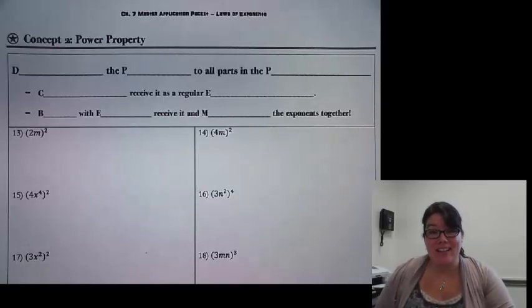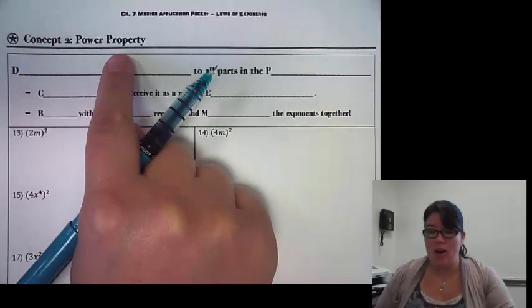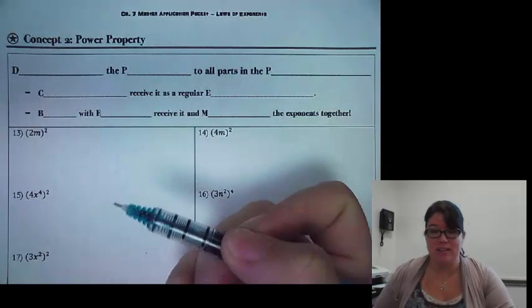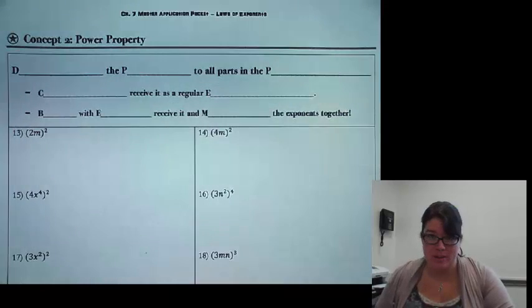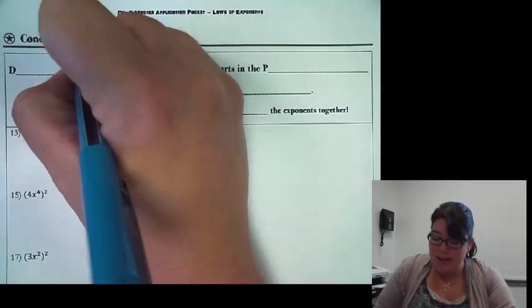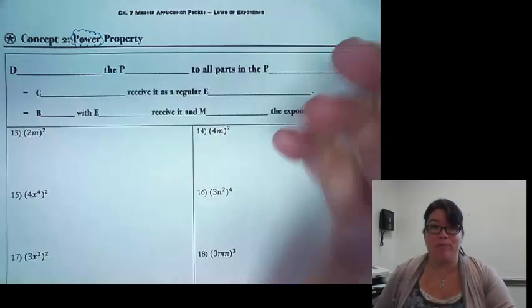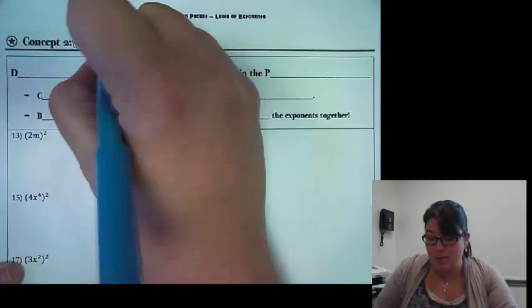Chapter 7, Concept 2, deals with the power property. You're going to need your pencil, and I'm going to use a blue pen just because it shows up better. You'll need your pencil and then one other colored pencil or pen. Remember, a power is an exponent, but what we're specifically dealing with here is exponents that are outside parentheses.